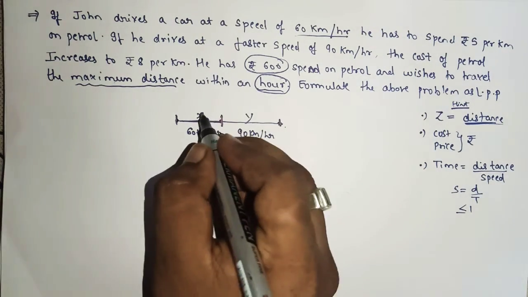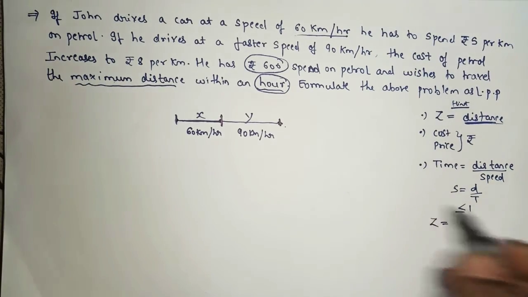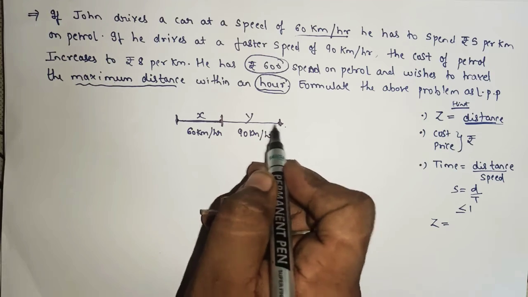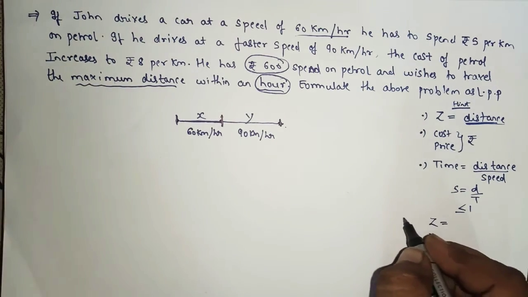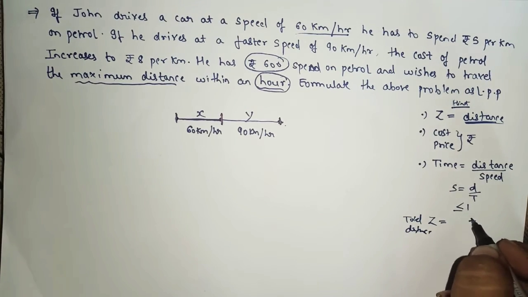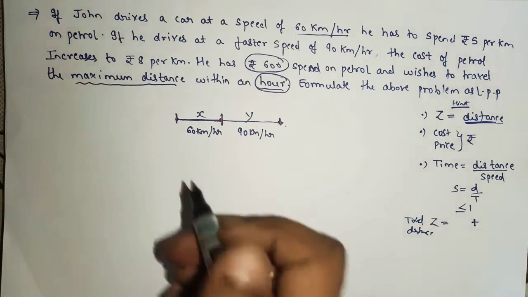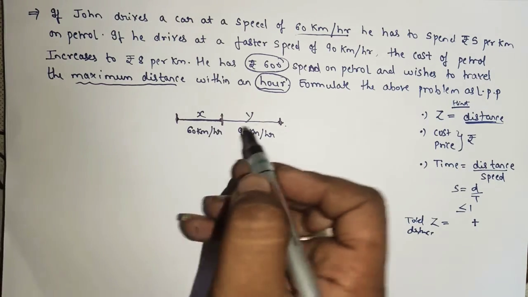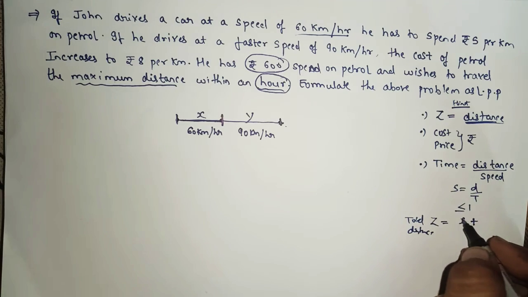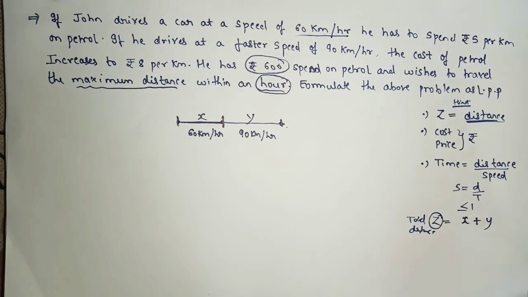So from here we'll get the idea about z. Z will be equal to what? He has to cover a certain distance from here to here. So the total distance will be what? Total distance. Total means what? Plus. He has to cover two distances, one at a speed of 60 kilometer per hour and one at 90 kilometer per hour. So he has distances x and y. When you add, you will come to know the total distance.